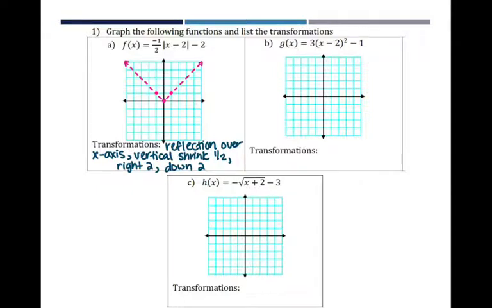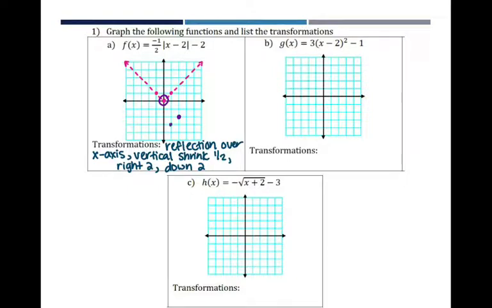So what I'm going to do is take this first point, 0, 0, and start moving it around. So I'm moving to the right 2 and down 2. So that puts me right here. I do know that my graph needs to go down because of the reflection, so eventually it's going to look like that. I also know that I have a vertical shrink of 1/2.